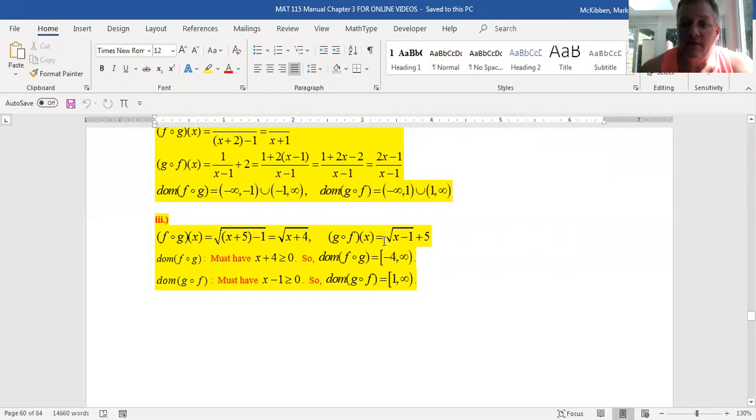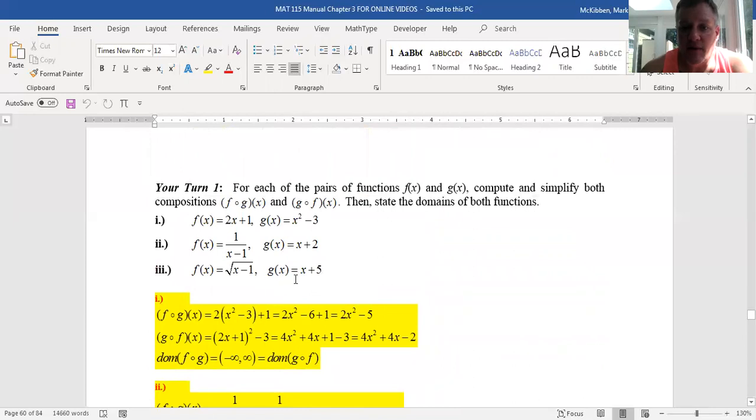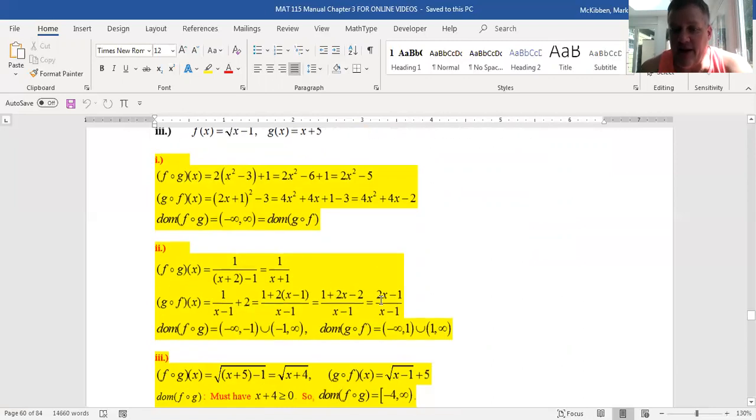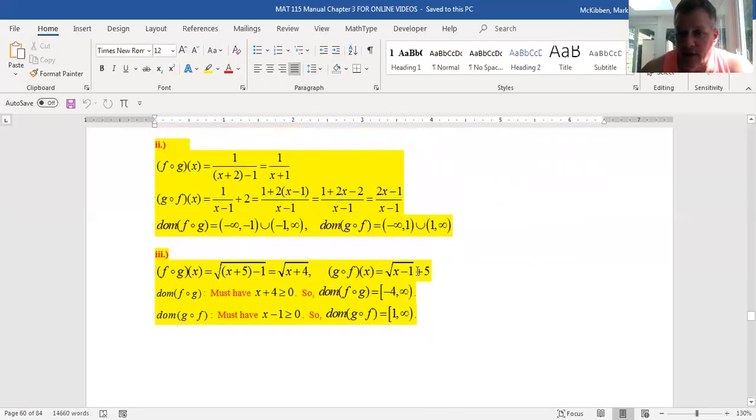g of f of x is the next guy. So if I plug in f of x here for x, I get the square root of x minus 1, and then 5 added to that. And that's what I have here. The domain is everything for which this guy is non-negative, and so the domain is everything to the right of, and including, 1.